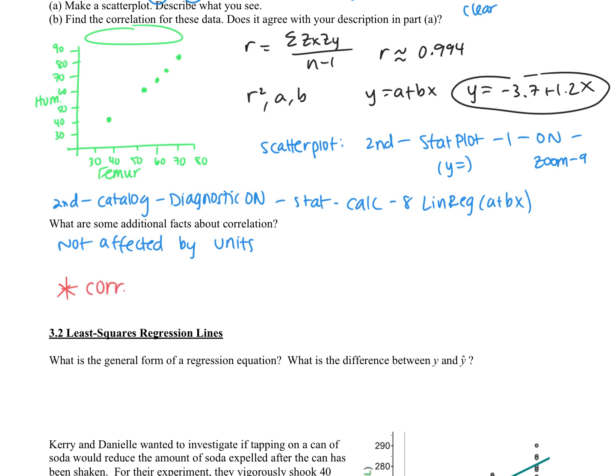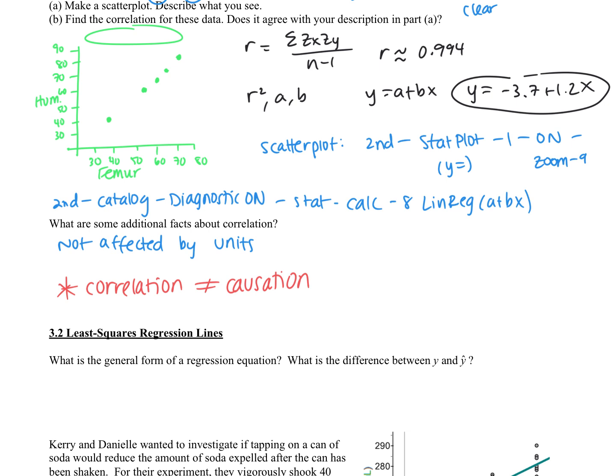Okay, this is the one really, really big thing I need us to get from today. That correlation is not the same thing as causation. Yes, I was waiting for this to show up. So just because there is a strong relationship between two variables does not mean that one causes the other.